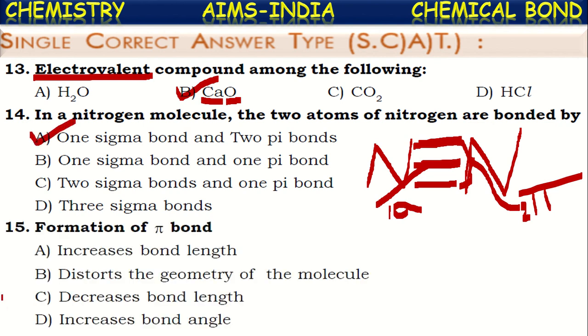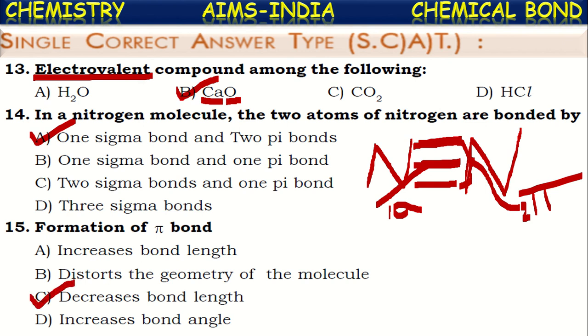Okay, next, formation of pi bond. What happens by the formation of a pi bond? Pi bond results in the formation of generally multiple bonds. So we know as multiple bonds are formed between two atoms, both the atoms approach each other a little more and hence bond length decreases. So the formation of a pi bond results in the decrease of bond length.